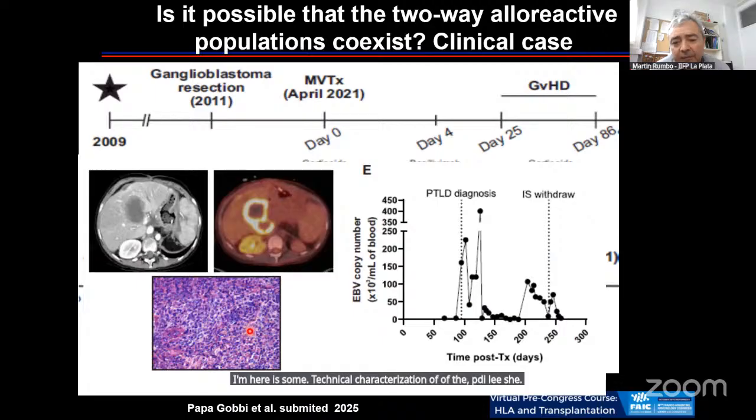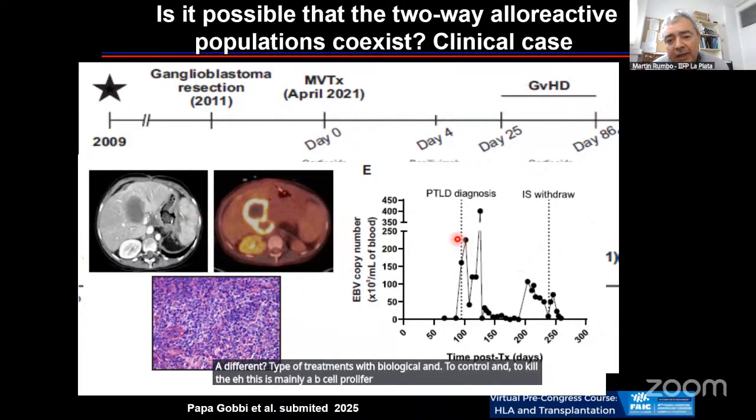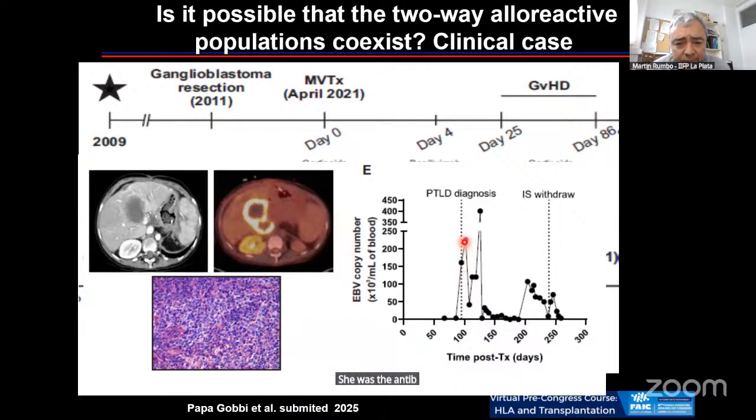After this PTLD diagnosis, she received different types of treatments with biologicals to control and to kill the, this is mainly B cell proliferation. So she received anti-B cell treatment and antiviral treatment. And finally, she could control the PTLD for some time, but she entered a very lymphopenic state. And in fact, the Epstein-Barr infection persisted and the PTLD was still a threat to her life.